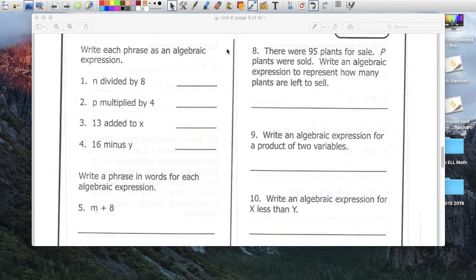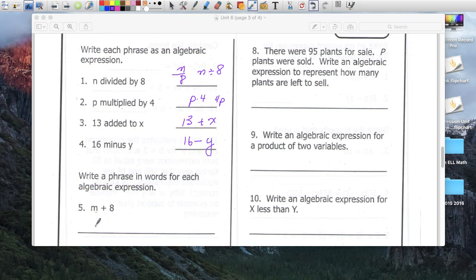N divided by 8, that's easy. I'd rather you write it like this, but if you wrote it like this, it's still okay. P times 4, you can write it like that, but I'd rather you write it 4p. The coefficient should come first. 13 added to x, that's just this. 16 minus y. It's not a turnaround word, so it's just 16 minus y.